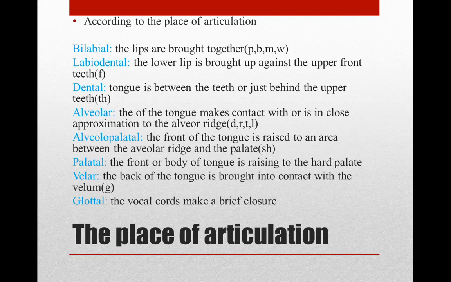And alveolopalatal, the front or blade of the tongue is raised to an area between the alveolar ridge and the palate, the sound of SH in English. And palatal, the front of the tongue is brought up against the palate, the sound of Y in English. And velar, the back of the tongue is brought into contact with the velum, the sound of G in English. And glottal, the vocal cords functioning as articulator, make a brief closure.